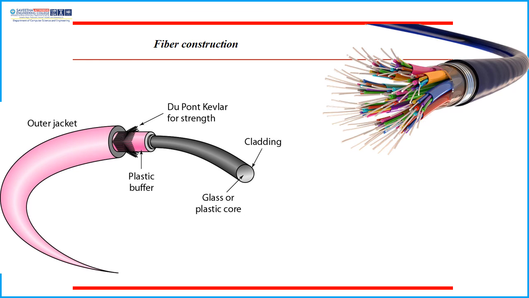Fiber optic cables are constructed in a highly safe and secure manner. They have an outer jacket made of thick plastic, and inner to that they have Kevlar for higher strength, and inside that there is a plastic buffer, and the innermost layer is the cladding, made up of a glass or a plastic core. Glass is used here because only the laser light is transferred through it, and the glass helps the laser light to get reflected and refracted to reach the destination.